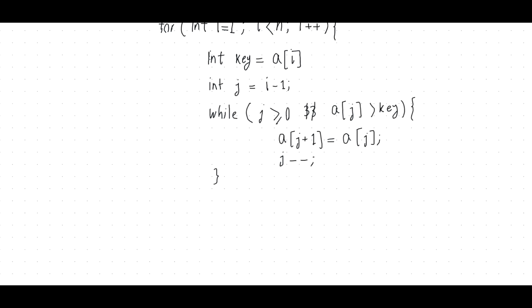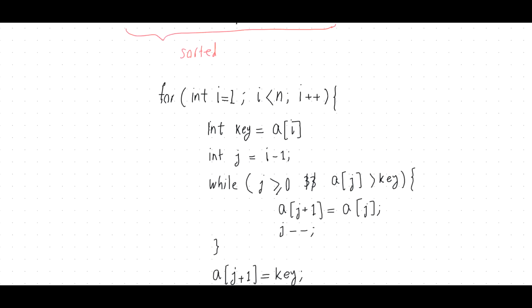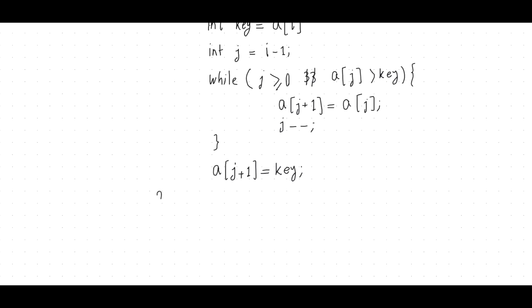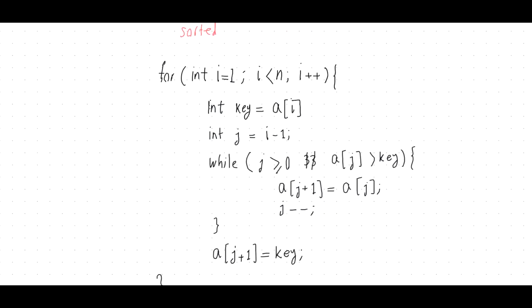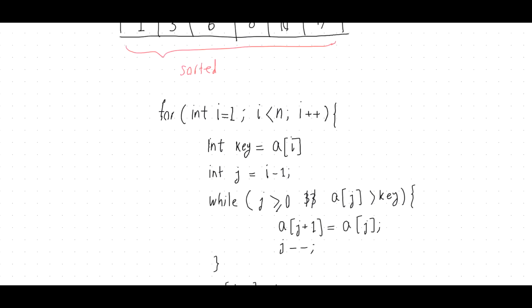And at the end, when we get out of this while loop, it means that we are at the position that is the correct position for the key. So we just need to copy the key there. So a at j plus 1 gets the key as its value. And that's it. That's your code or pseudocode for insertion sort. Obviously, as a function, it needs the header, the parameters, and so on, but that's the idea.